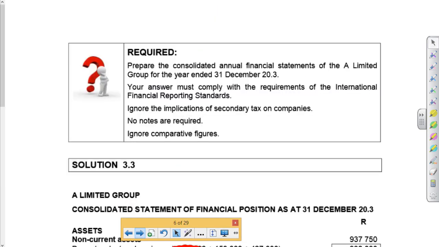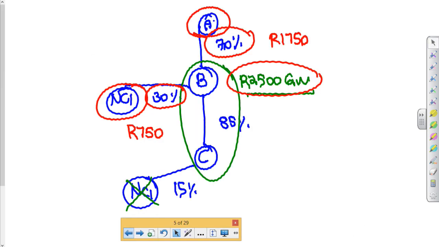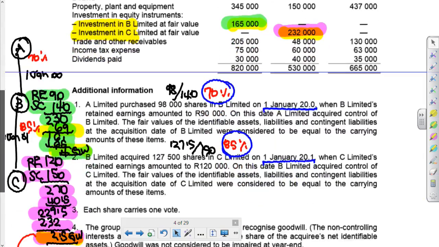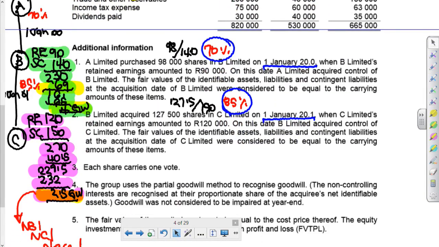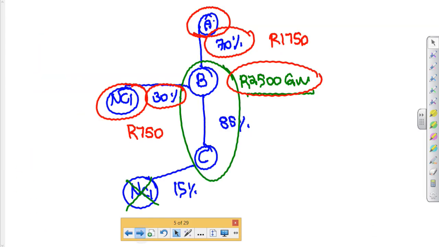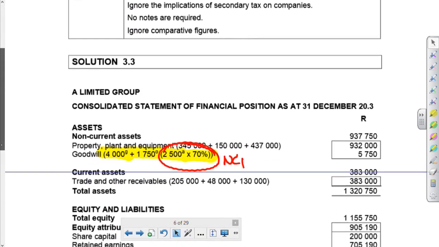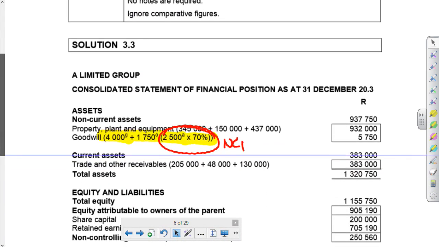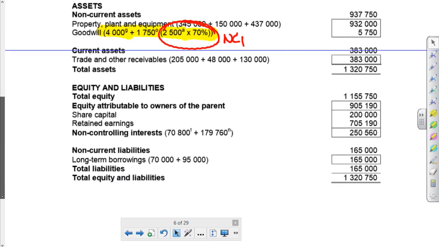All right. So let's have a look. That's my calculations. Do you agree? So the goodwill that I expect to see is my 4 plus my share of the 2.5. All right. Let's have a look at the solution. Here's my goodwill. Goodwill in my statement of financial position is my 4 when A bought B plus my share when B bought C, 1,750. Because the other piece I must give to NCI.